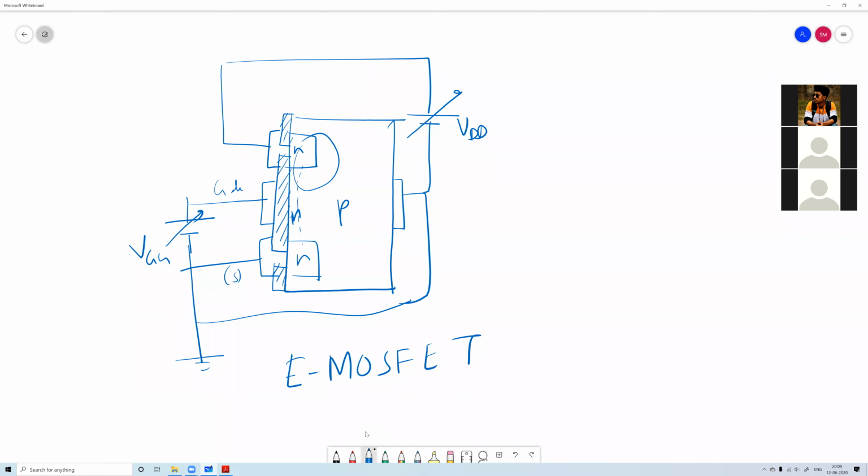So the transfer equation for this is ID equal to K times (VGS minus V threshold) whole square. This K is a constant that depends on the structure of the MOSFET. So when the VGS is less than the threshold voltage, there is no current. When VGS is higher than the threshold voltage, current starts flowing. Now let us set a VGS at a voltage higher than the threshold voltage, so current will flow.